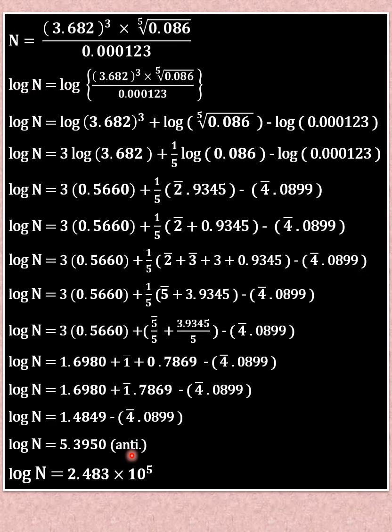So this particular example involves all kinds of mathematical manipulations, such as multiplication, division, cube root, as well as power, all the things involved in this example. You can also take such types of examples for your practice. Do the practice well, and you will become an expert in mathematical calculations using logs.